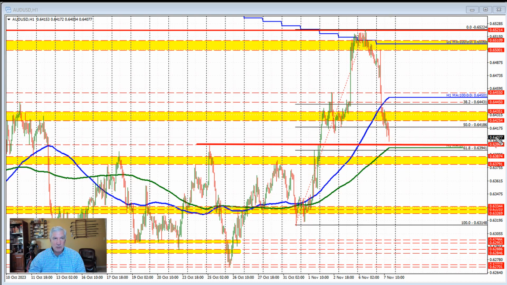We're currently at 0.6407. Would have traders looking toward the 50% of the last move to the upside, which came from this low right here to this high right here. That level comes in at 0.64186, and then we look at this swing area up to 0.6435 as resistance. The 100-hour moving average is running to the upside here, as is the 200-hour moving average. So it would take a pretty decent bounce to get up to that level right through there, but we'd have to get above the 0.6435 level first.